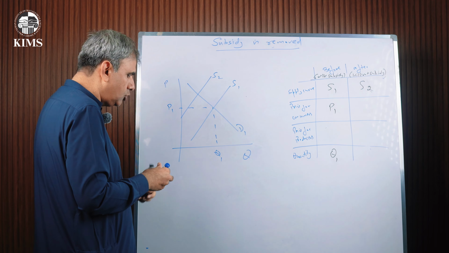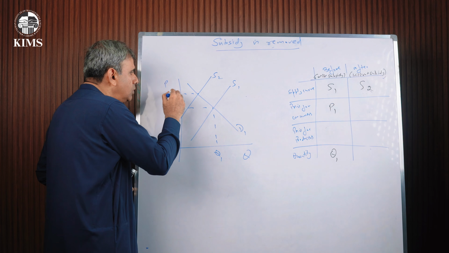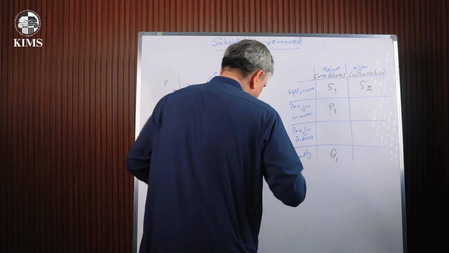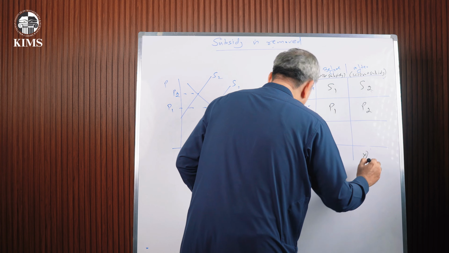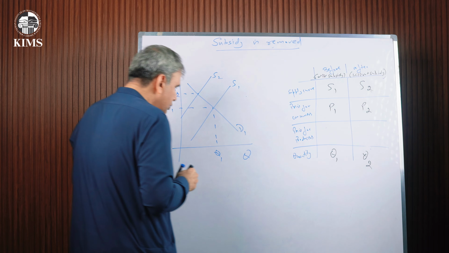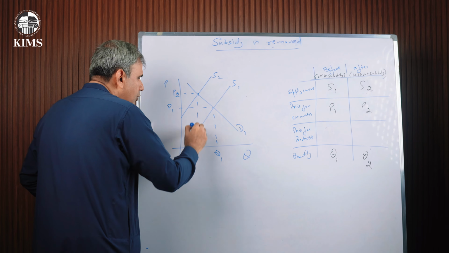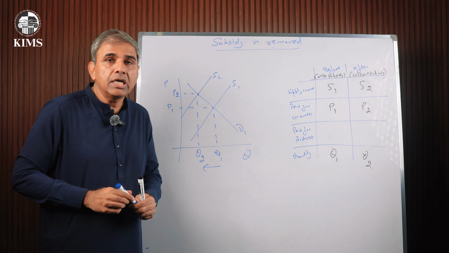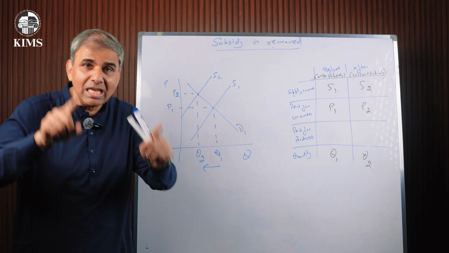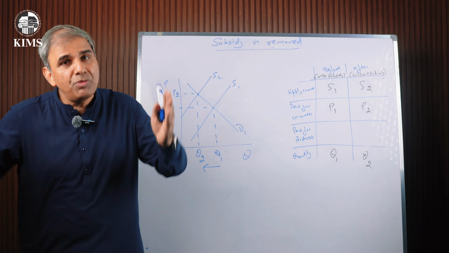And the price for the consumer would rise to P2, and the quantity would also fall to Q2, and we show it graphically. So for the consumer, price has gone up from P1 to P2. But the tricky part is the price for the producers.